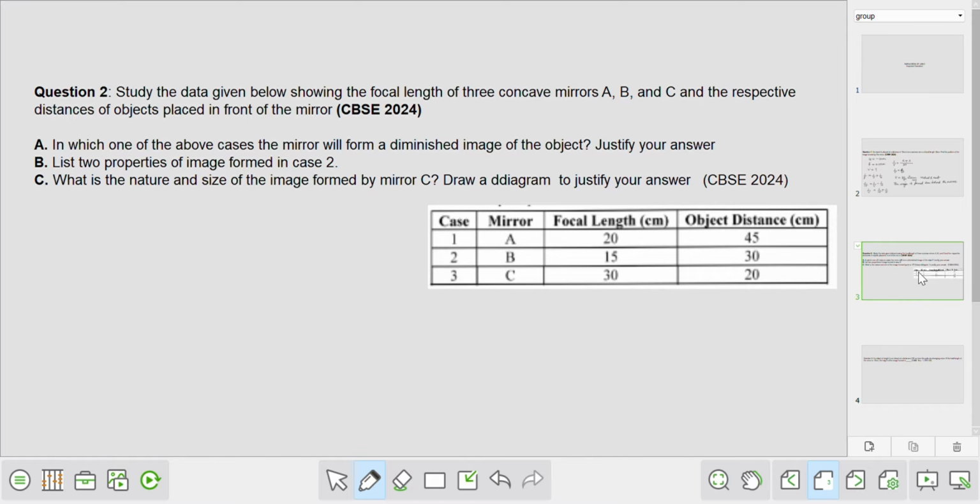Now let's move to the second question. So again, pause the video, read the question well, understand well, and solve it by yourself before I start solving it. Your time starts now.